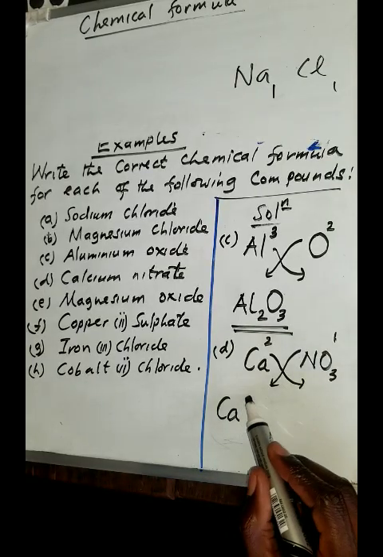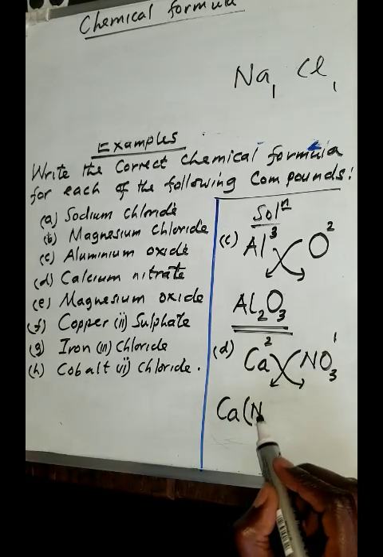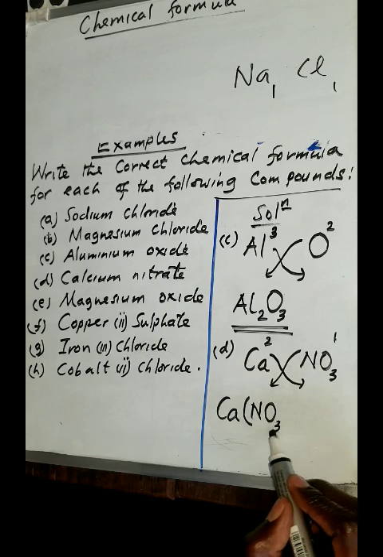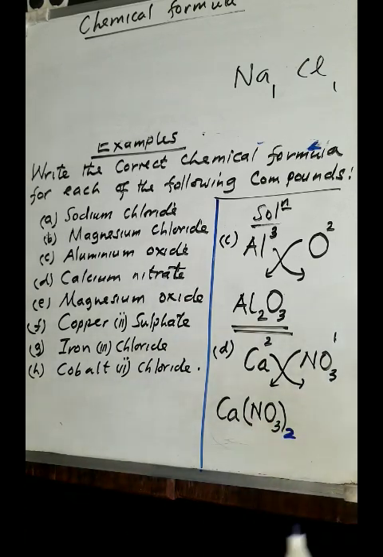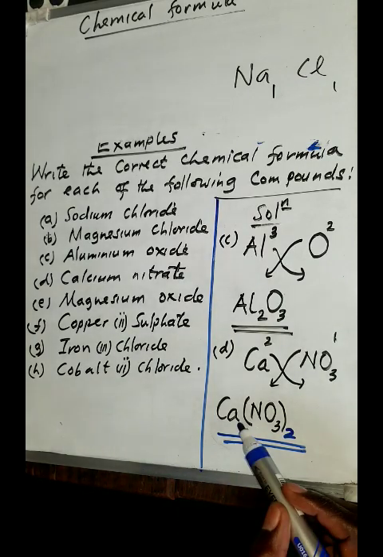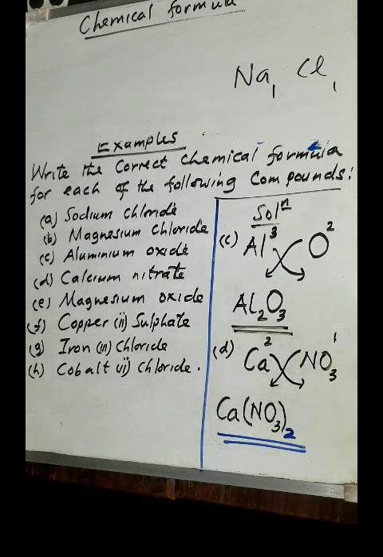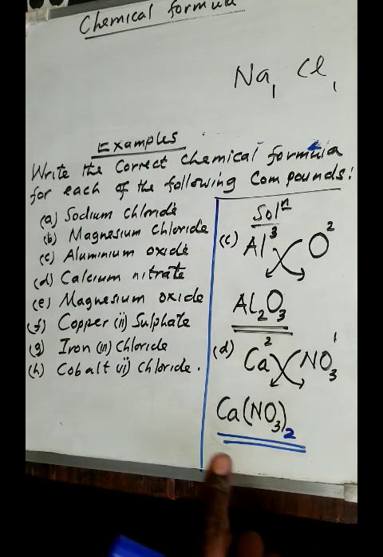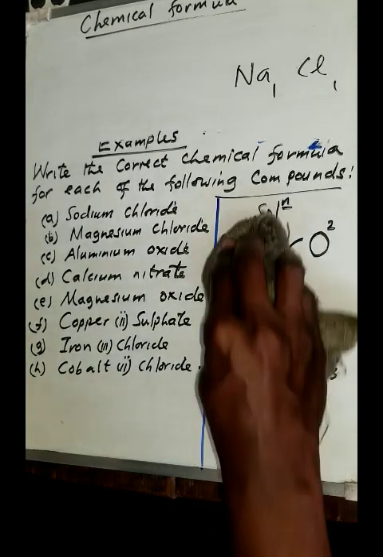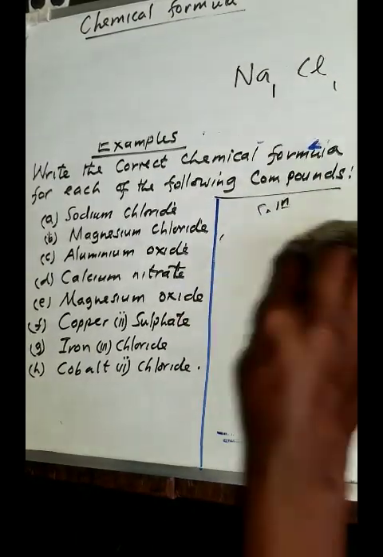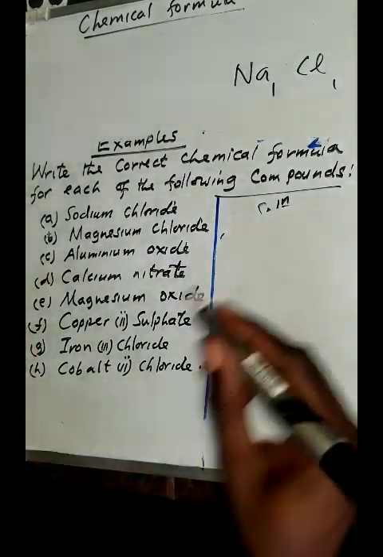So what do you need to do? Enclose the radical in brackets. And what do you do next? That's when you attach that 2 there. So this is the calcium nitrate. Remember, there was a 1 here, but of course you ignore it because 1 does not show in our formula. So that is the correct formula for calcium nitrate. I hope you are following me. Let's do some more examples.